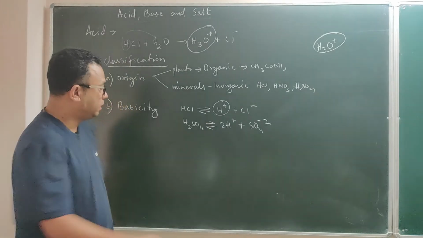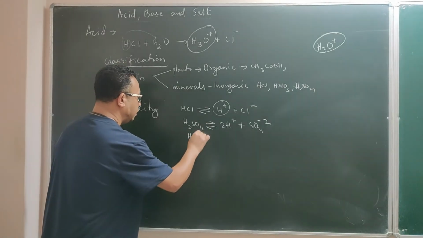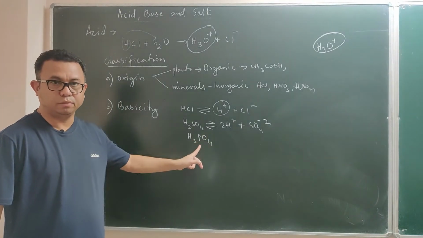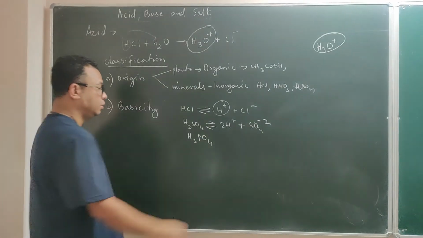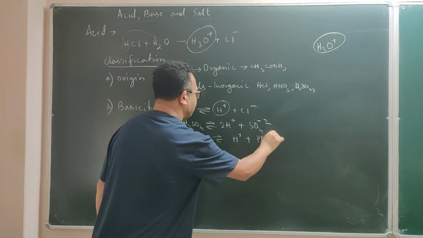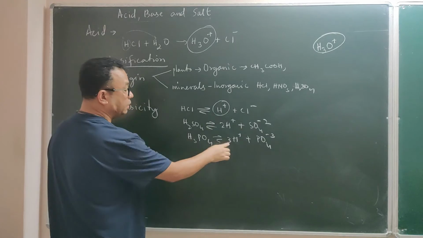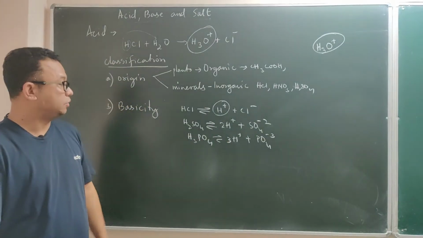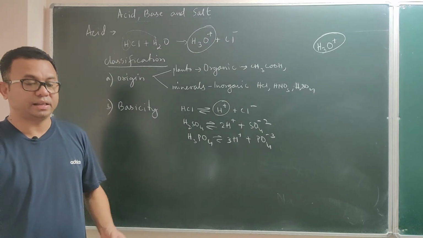Di means 2. Similarly, if I am going on to the third acid, here phosphoric acid. You know phosphate valency 3 has come here. So when this breaks into ions, it also gives hydrogen ion and phosphate ion. But then to balance it, I have to write here 3. So one molecule of phosphoric acid is giving you 3 hydrogen ions. So that's why we say the basicity of phosphoric acid is 3.